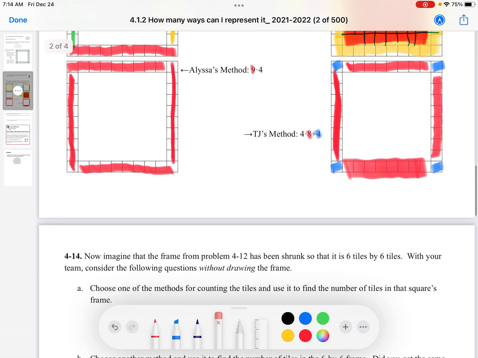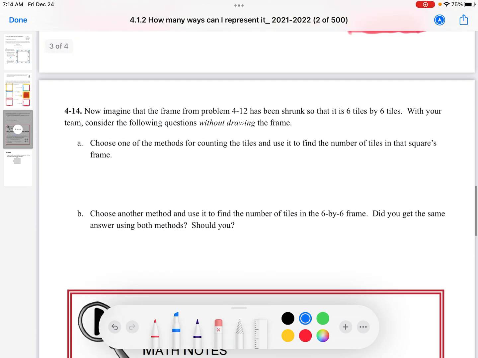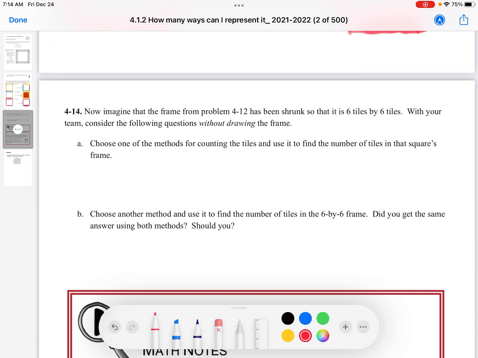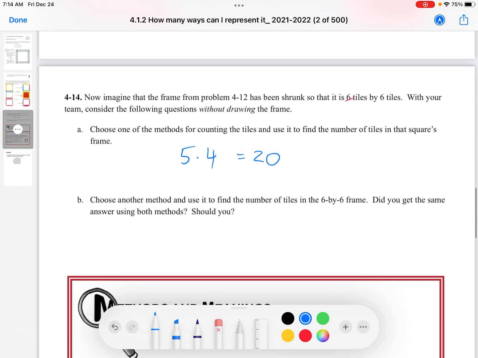Let me go up here. Oh, you know what? I'm going to use Alyssa's method, 9 times 4, right? What did we recognize? We recognized that we didn't do 6 times 4. We would do 9 times 5. Wait a second. Sorry. Let me try that again. 5 times, and how many sides do we have? 4. 5 times 4 to get us to 20, right? That's one way to do that. Now, you could choose another method. Well, actually, that's what B is.